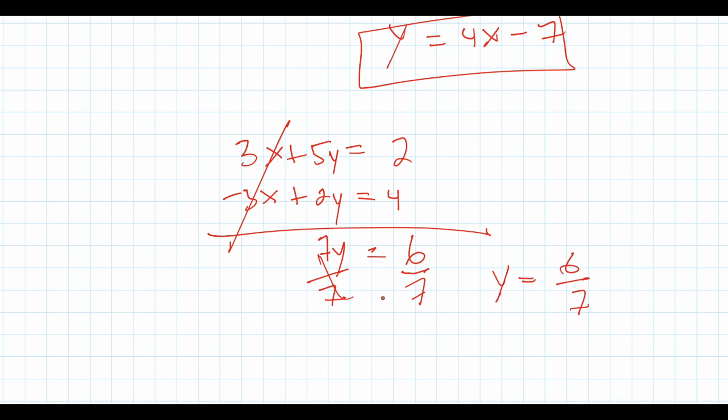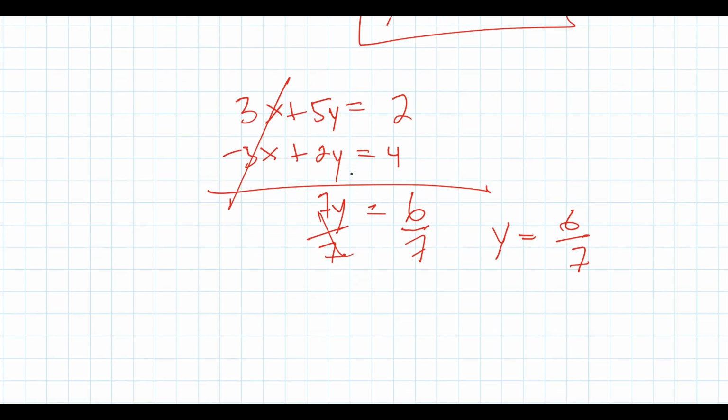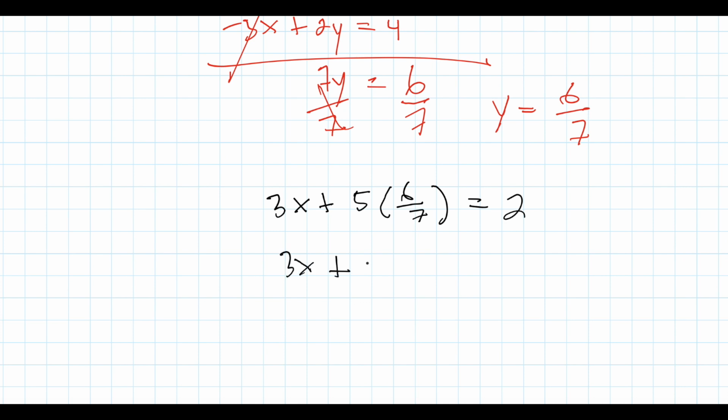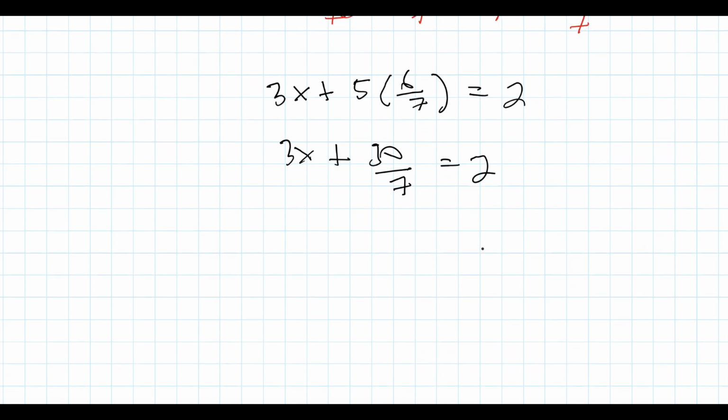We done? No. You plug it back into the y. Which one do we use? The top equation. Yep, and you can use either one. But why start with the one with the negative? All right, so then you got 3x plus 5 times 6 over 7 equals 2. Then it becomes 30 over 7. Then you can multiply by 7 to the other side to cancel out the fraction. So how exactly would I do that?